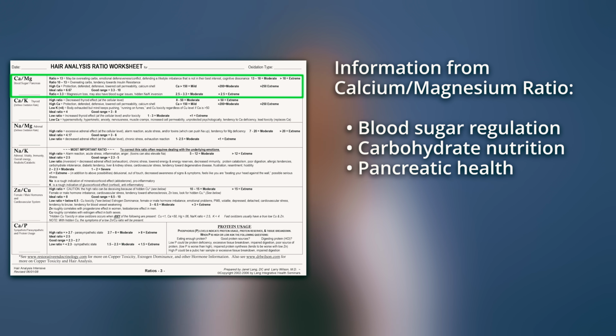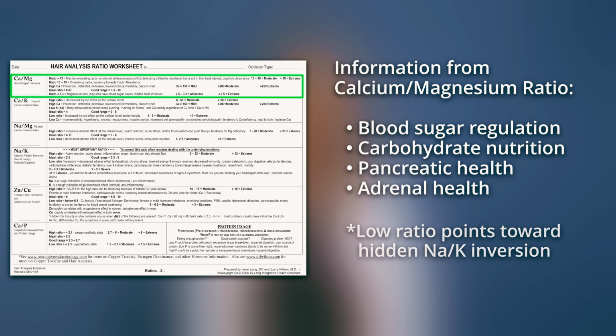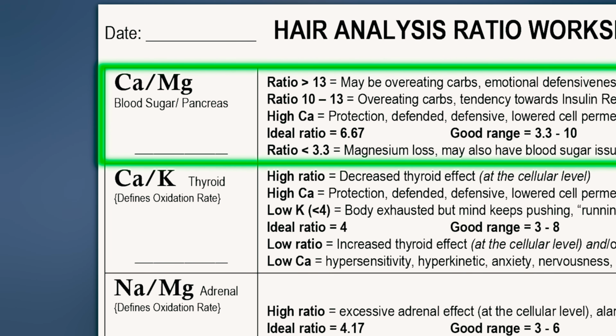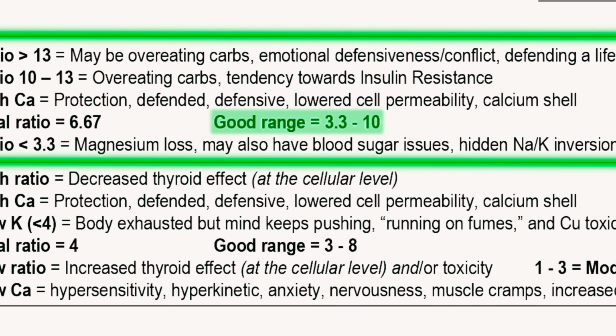Also, with this ratio, we can have insight into your adrenal health. If you have a low ratio, then it's pointing to a hidden Na to K inversion. This ratio is ideal around 6.67. The good range is between 3.3 to 10.